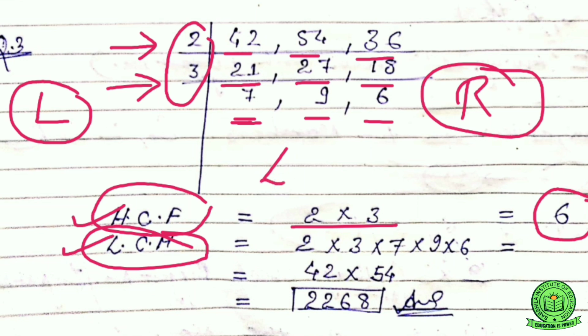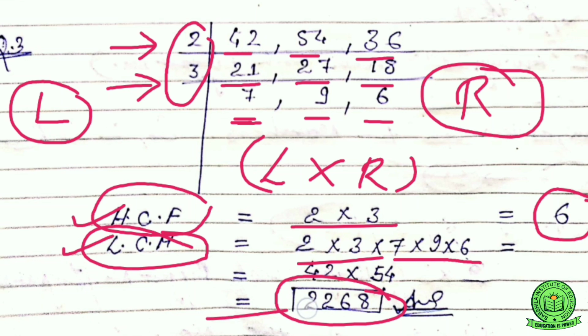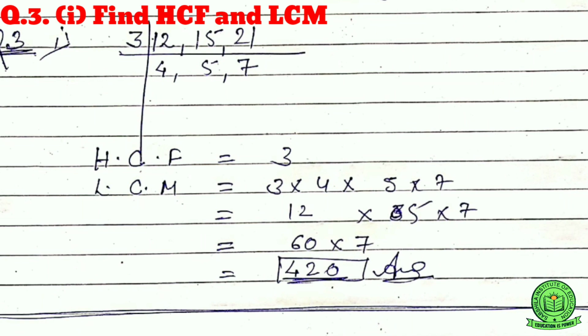If you want to find out the value of LCM, that means we have to see the left side and the right side also. What do we have on the left side? 2 into 3. And what do we have on the right side? We have 7 into 9 into 6. If you multiply, then you'll get what? 2268. That is your LCM. So what HCF do we have? 6. And what LCM do we have? 2268.